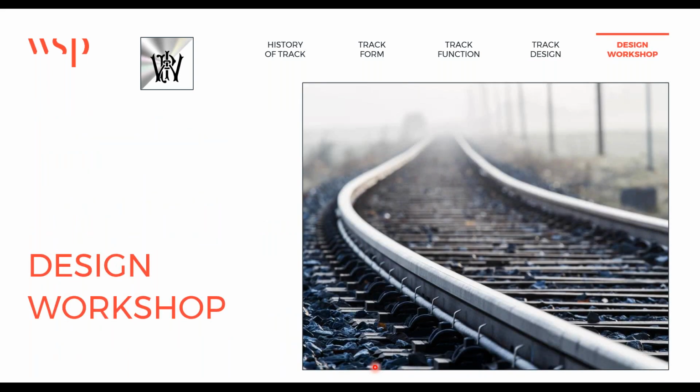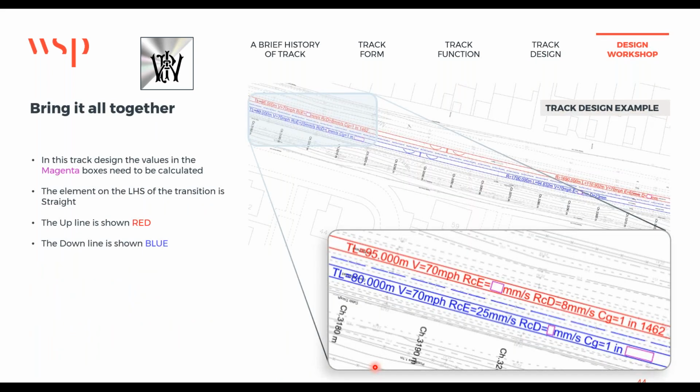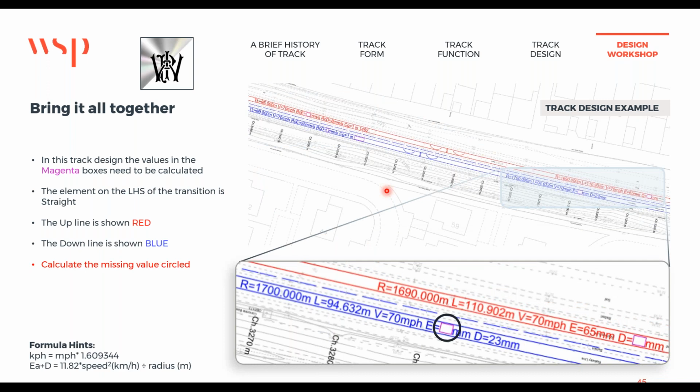Okay, sprint to the finish. Design workshop. Okay, bringing it all together then. In this track design, the values in magenta boxes need to be calculated. The elements on the left-hand side of this, so the stuff in here, that's a bit of straight track. There's a transition. Here's a curve. The up line is red and the down line is blue. Why? I don't know. It just is. Okay. Oh, you can refer to the notes for this if you don't want to work it out now.